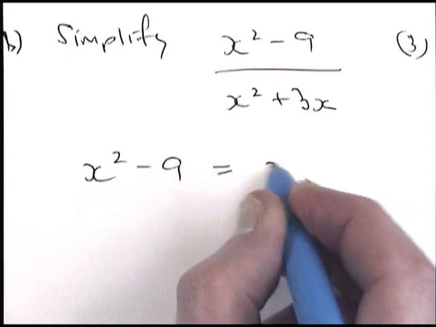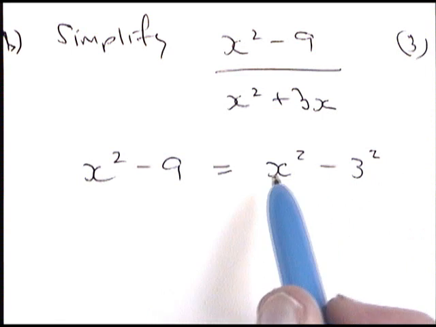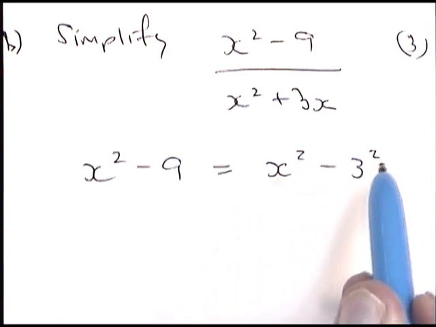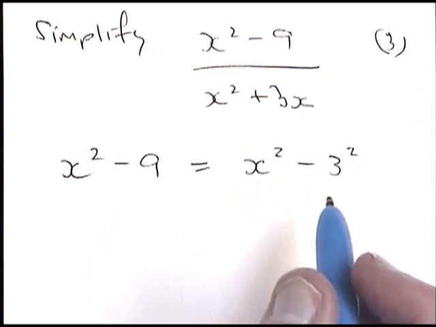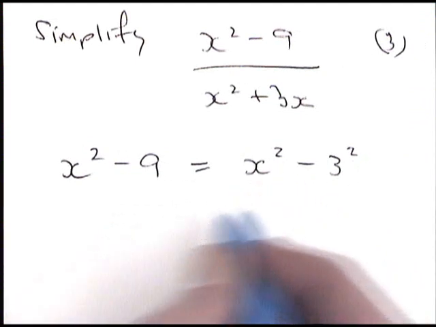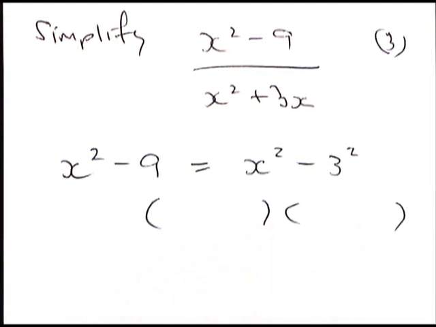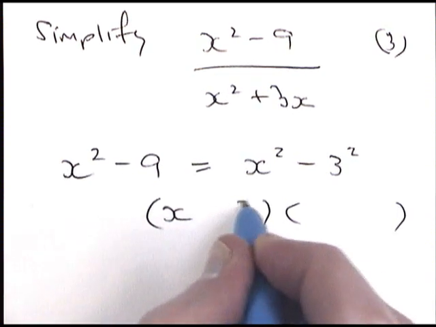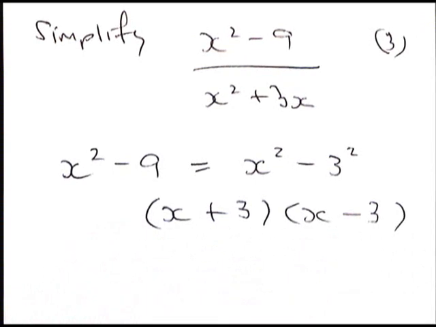If you've got something squared with a taking away in it, try and think of the difference of 2 squares. Can you rewrite this as something squared, take away something squared? And the answer is yes. It's x squared, take away 3 squared, and 3 squared is the same as 9. When you've got something squared take away something squared, it's called the difference of 2 squares, and we can put it into 2 sets of brackets. We can put the x and the 3 into both brackets, one time with a plus sign and one time with a minus sign.